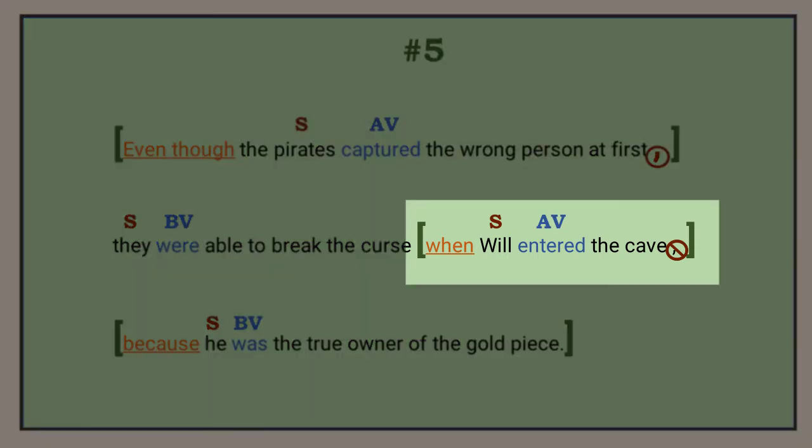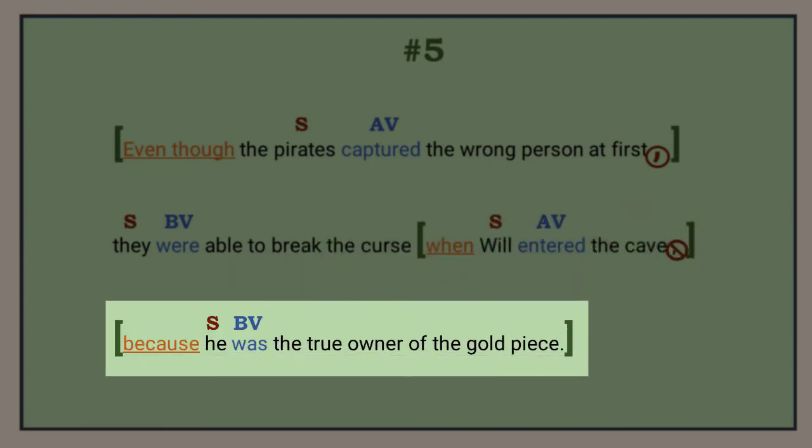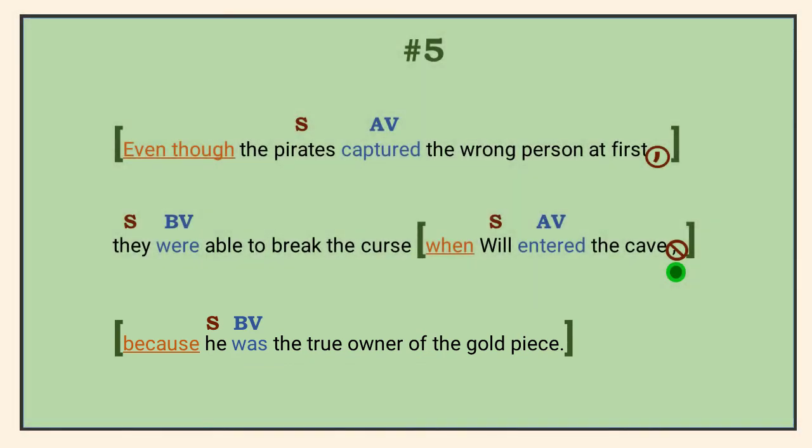Similarly, the second adverbial clause tells when they were able to break the curse. It follows the independent clause, so no comma. And the final one tells why they were able to break the curse. It also follows the independent clause, so again, no comma.